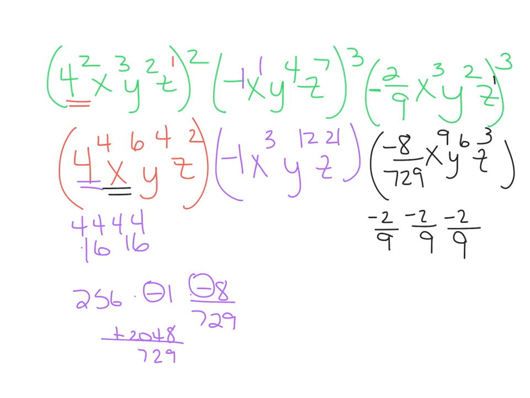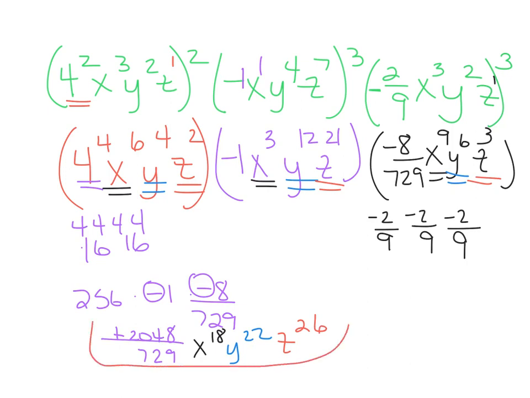So x to the 6th, x to the 3rd, and x to the 9th. So that's x to the 18th. And then if I look at my y's, y to the 4th, y to the 12th, y to the 6th, that is 4 and 12 is 16, plus 6 is 22. And then last but not least, I've got z to the 2nd, z to the 21st, and z to the 3rd. So 23, 26.